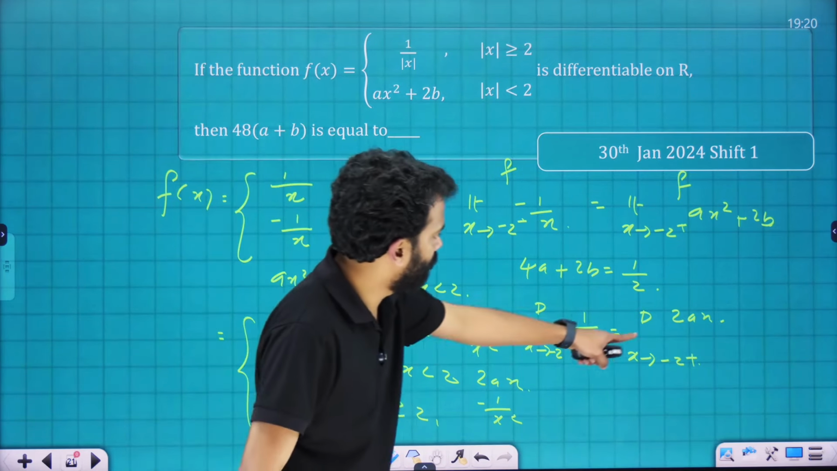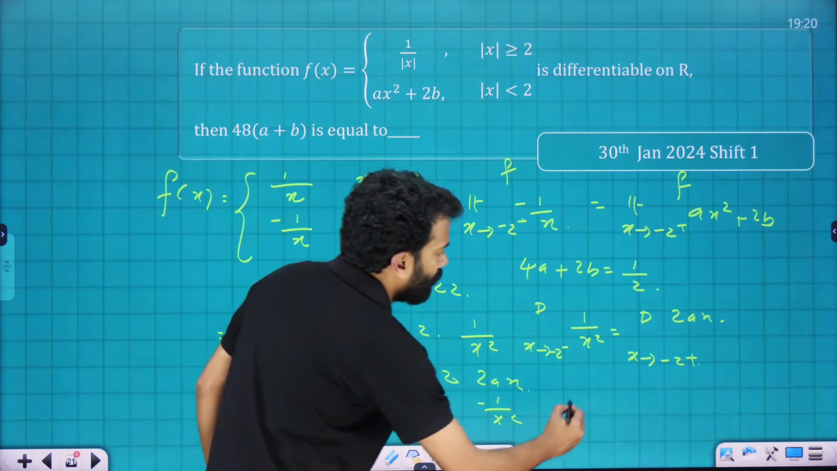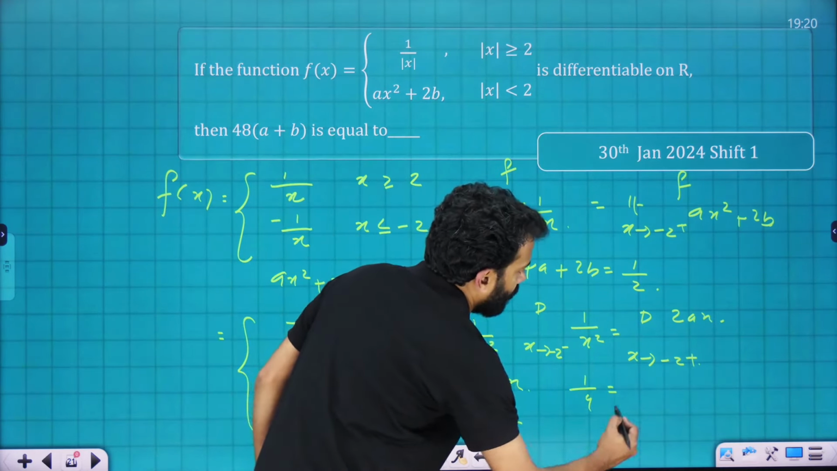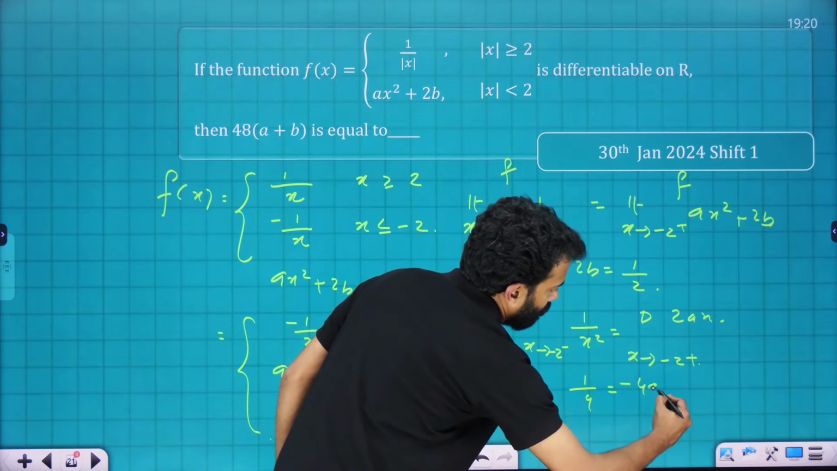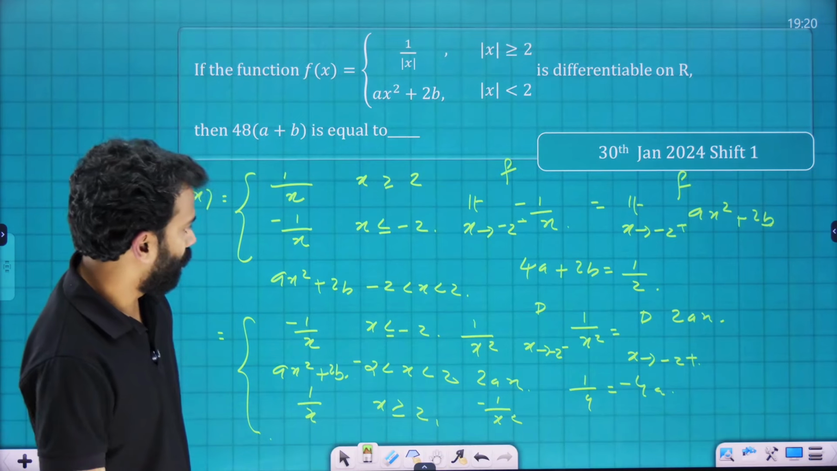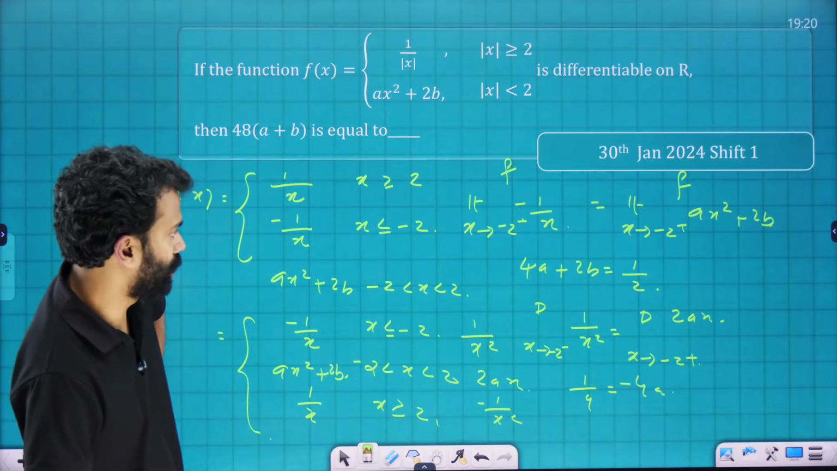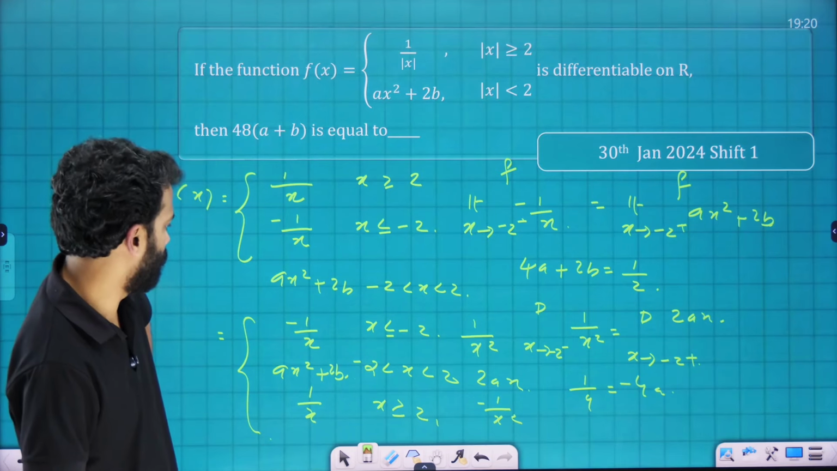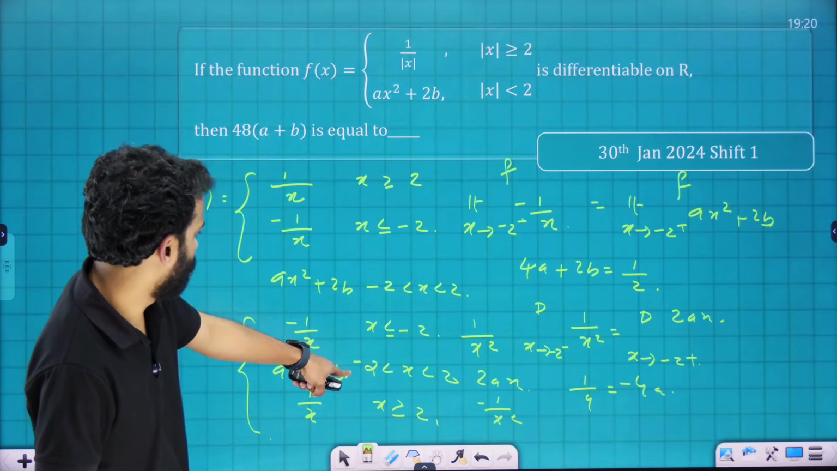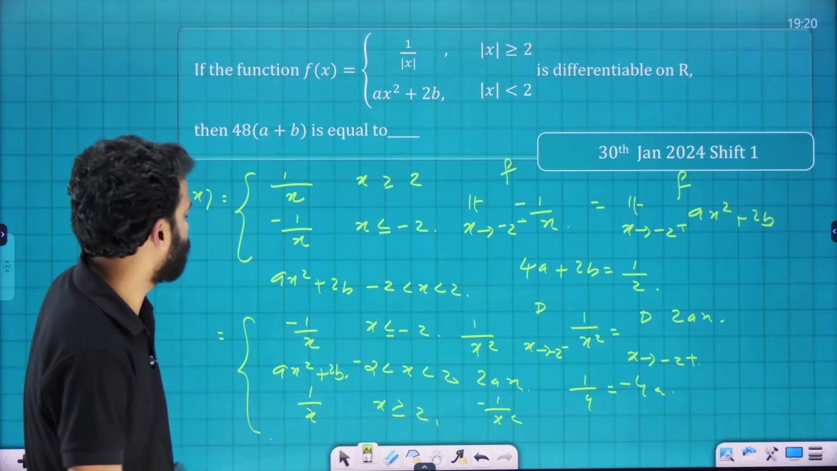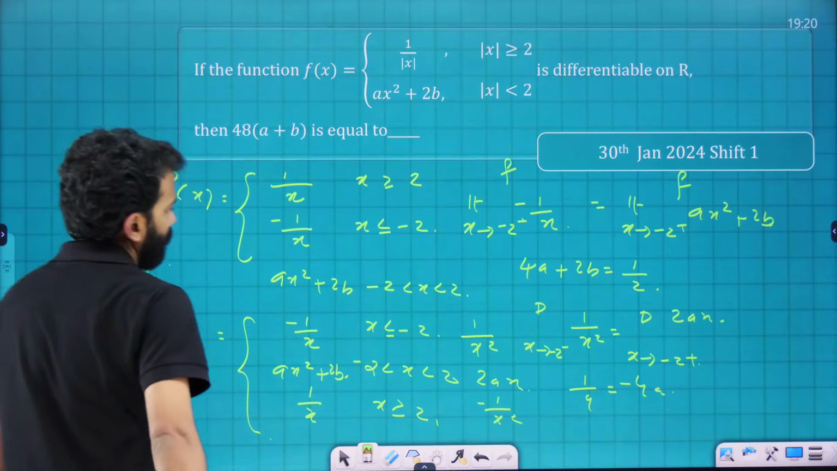If you substitute it here, you will get 2a into, okay, that is 1 by 4 is equal to minus 4a. Therefore, what is a? a is equal to minus 1 by 16. The value of a is minus 1 by 16.